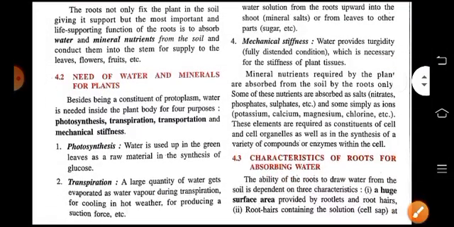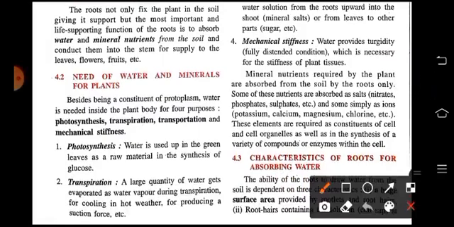Now mineral nutrients are required by the plant because some of the ions are the major constituents of cells and cell organelles, as well as they also synthesize a variety of compounds and enzymes within the cell.